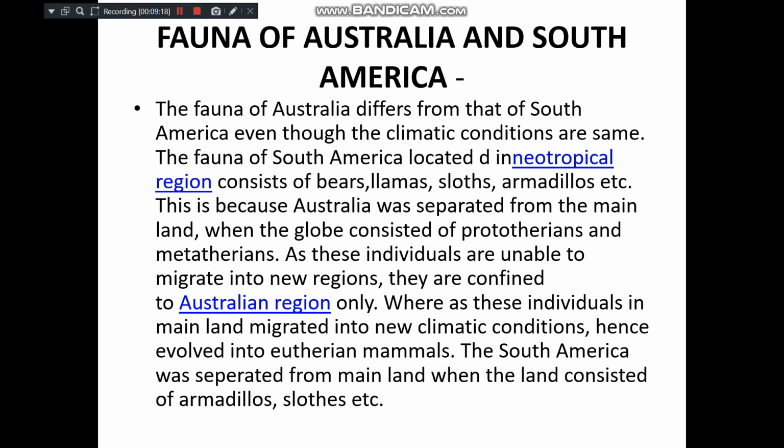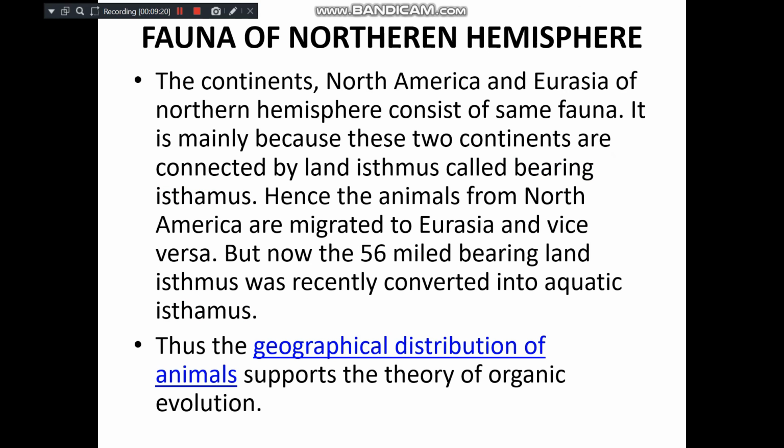And even if we analyze further, in the northern hemisphere, North America and Eurasia have the same fauna. Why? Because both these land masses are connected by a land isthmus, a bridge called the Bering Isthmus. Hence, animals from North America could migrate to Eurasia, and animals from Eurasia also migrated to North America.